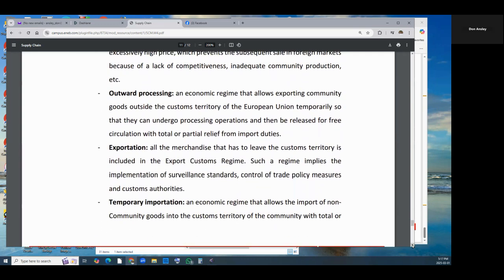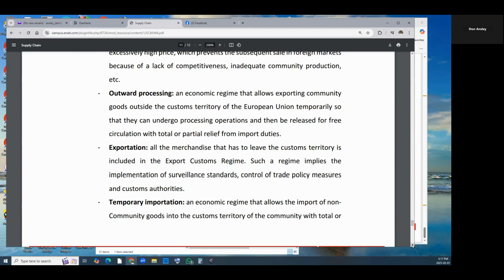So now we have outward processing, an economic regime which allows exporting community goods outside the customs territory of the European Union temporarily so that they can undergo processing operations and then be released for free circulation with total or partial relief from import duties. Exportation. All the merchandise that has to leave the customs territory is included in the export customs regime. Such a regime implies the implementation of surveillance standards, control of trade policy measures, and customs authorities.